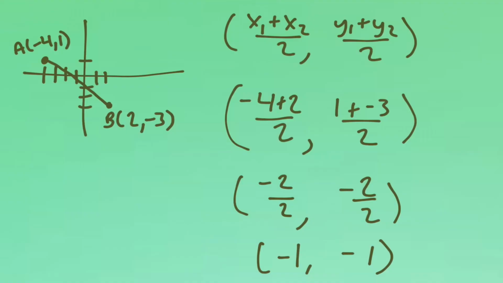And if you're given a picture of a graph, it's always good to look back and see if it makes sense based on the graph. So -1, -1 does look like that's about where the midpoint should be.